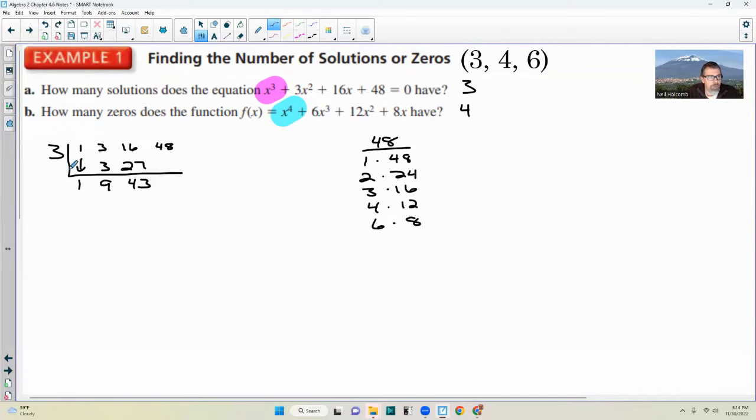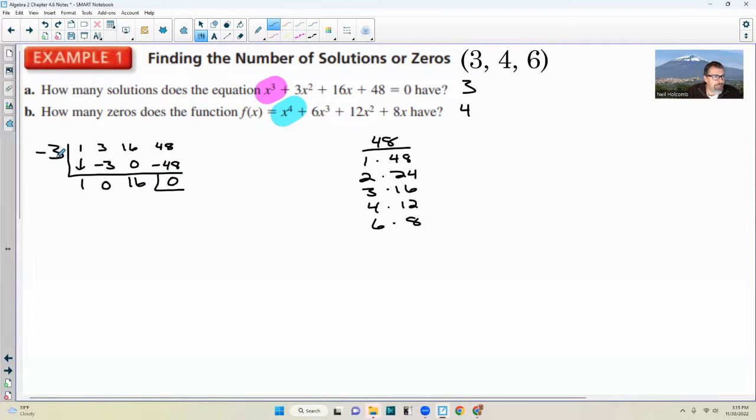All right. So I'm going to back up. I'm going to put a negative sign here and bring down your 1. Negative 3 times 1 is negative 3. 3 plus a negative 3 is 0. Negative 3 times 0 is 0. Bring down the 16. Negative 3 times 16 is negative 48. And I got a 0 here.